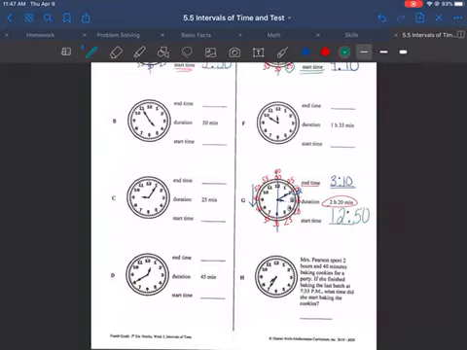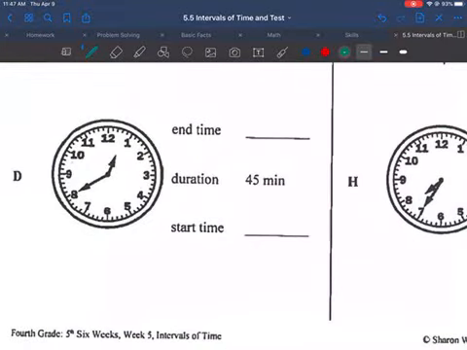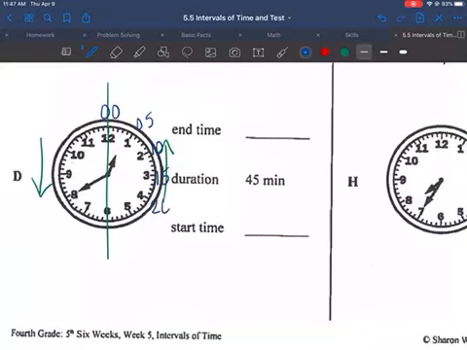Okay, I'm going to go ahead and do letter D. Letter D, first thing, I'm going to go ahead and cut my clock. Remember, right goes up, left goes down. These are going to be 0, and then we have 5, and then we have 10, 15, 20, 25, 30, 35, 40, 45, 50, 55.